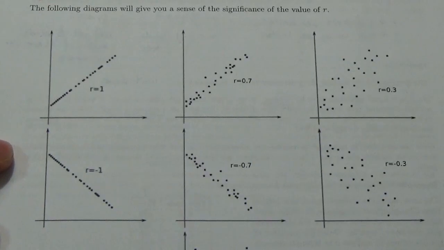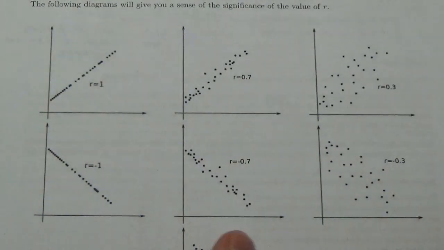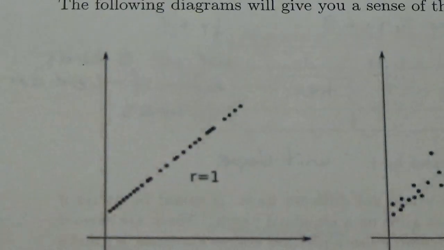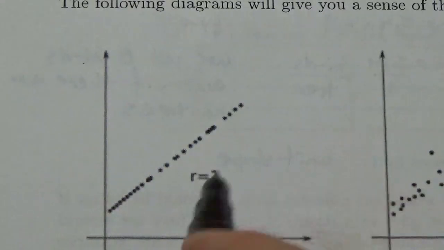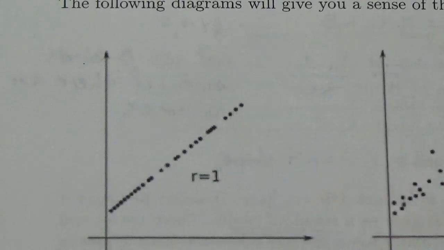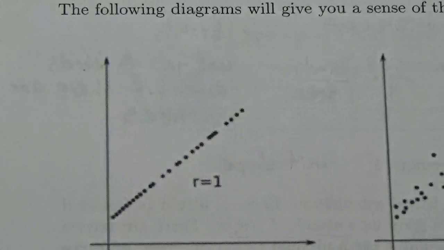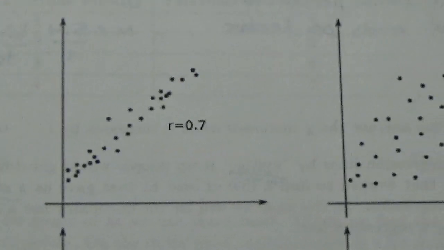So when you take a look at these things right here, just to give you a sense of how it works. Okay, let's zoom in on this a bit. This has got an R value of +1, because they're all on a straight line, and it's got a positive slope. That's why it's a +1. So positive slope 1, because that's 100% on a predictable line here.